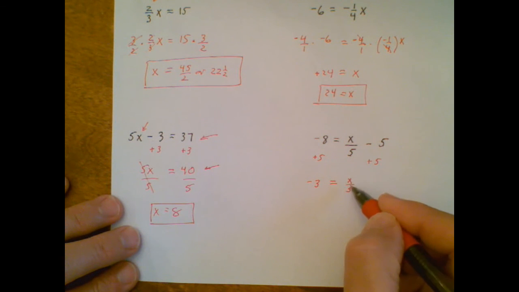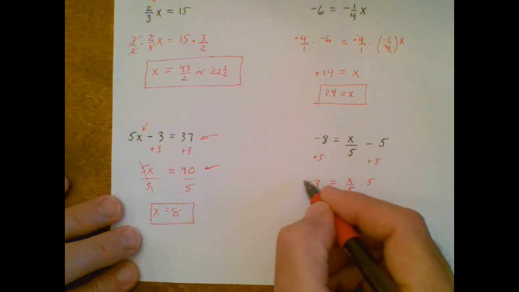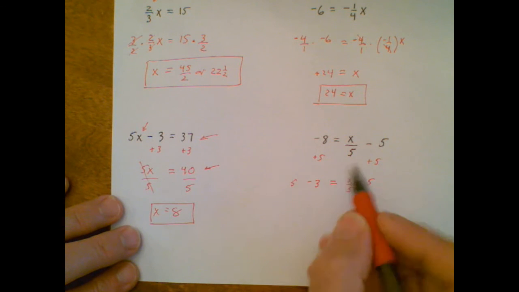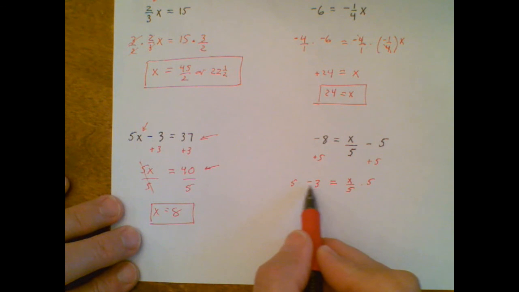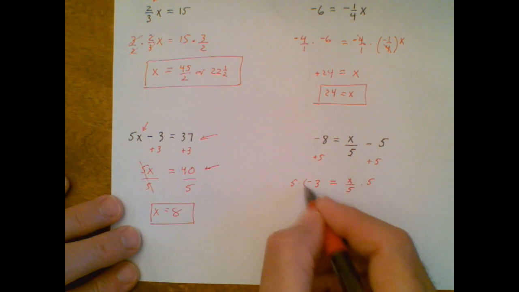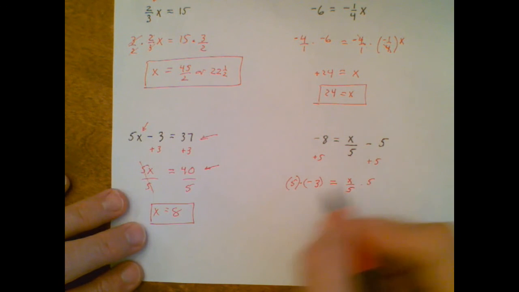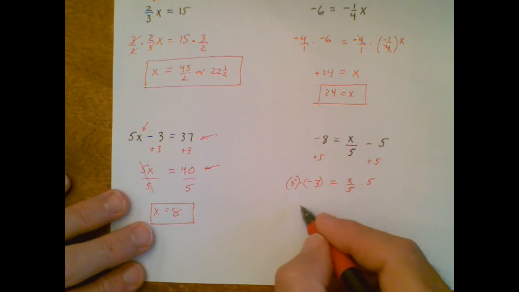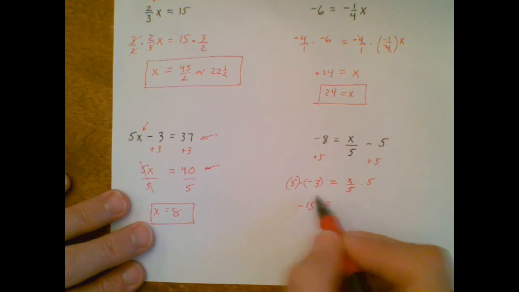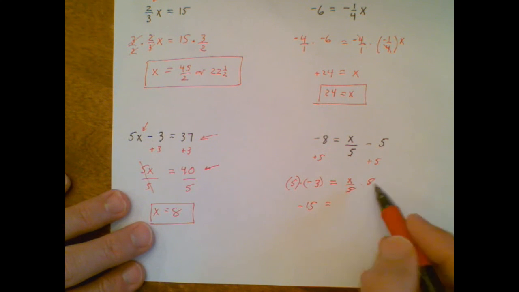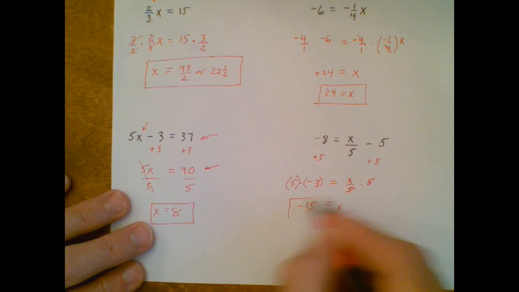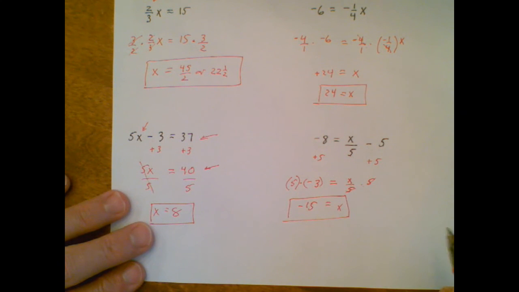My goal is x by itself. This is a 5 that's attached by division. I will multiply. And I will multiply over here so that I don't mix up my ideas. This is a -3 times 5. Sometimes putting parentheses makes you not make the mistake of thinking it's a 5 minus 3. -15, numerator, denominator, reduce. And I have the answer.